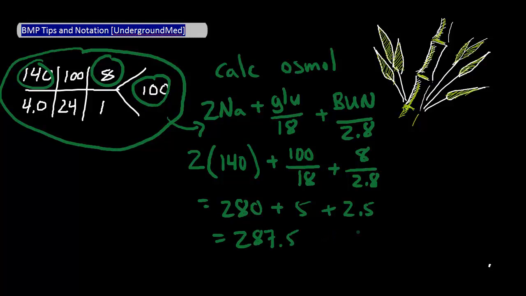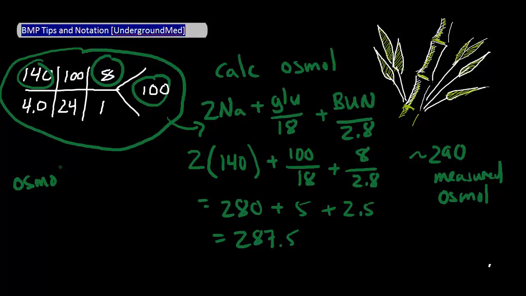You can compare this to the actual, aka measured, serum osmolality, which comes from another lab test you can run with your patient's blood, which let's say is 290. So that's your measured osmolality. The difference between the two is called the osmolarity gap, which is normally below 10.